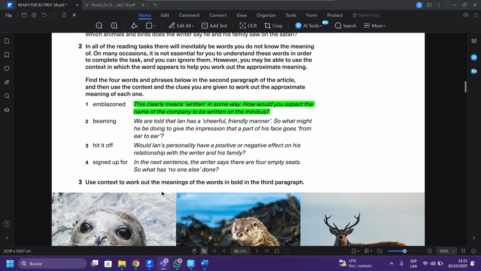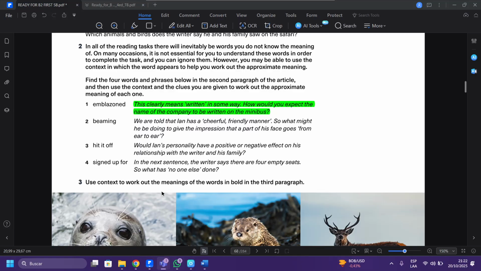The next one is hit it off. Would Ian's personality have a positive or negative effect on his relationship with the writer and his family? This is kind of difficult to work out, but I'm gonna tell you. Hit it off means conectar con, when you meet someone for the first time. Por ejemplo, si conocemos a una persona por primera vez y hacemos clic, como decimos, o tenemos química como amigos, eso es hit it off. Conectar con alguien. For example, you can say, the first time that I met my husband, we hit it off. Right? Okay.